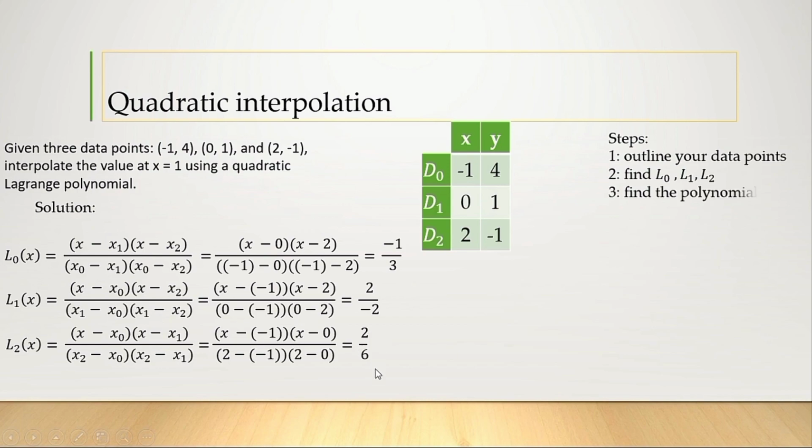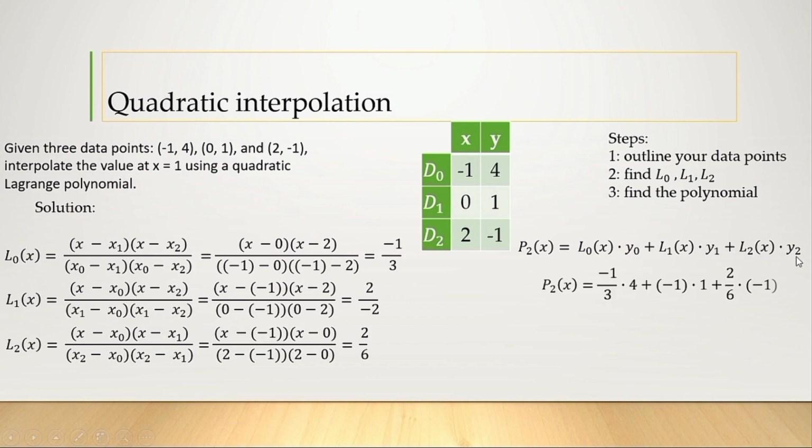So now finding the polynomial, we're going to say P2 of x is equal to L0 of x multiplied by y0, plus L1 of x multiplied by y1, plus L2 of x multiplied by y2. And when you substitute all those values into this equation and do your mathematics, you get a value of -2.66 or so. So that's quadratic interpolation, nothing difficult here, same format.